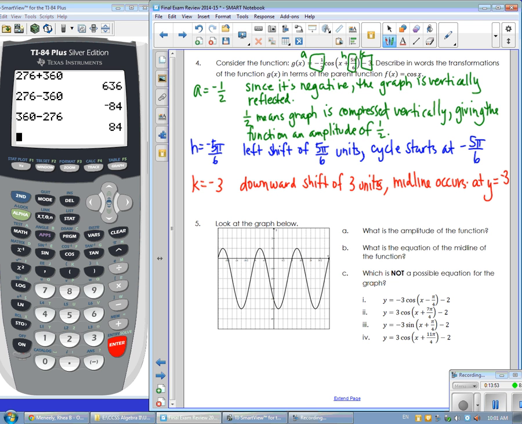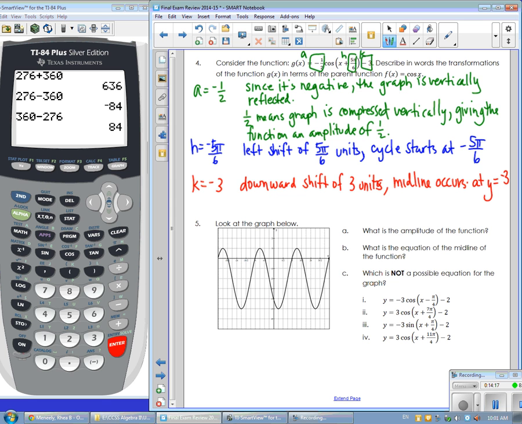All right, in number 5, you're given a graph and you're asked some questions about it. Remember, the sine and the cosine function, when they're graphed, look identical. So it just depends on where we want to start the cycle. There's an infinite number of equations that can model any sine or cosine graph. So there are going to be some things in common. For example, they'll all have the same amplitude and they'll all have the same midline.